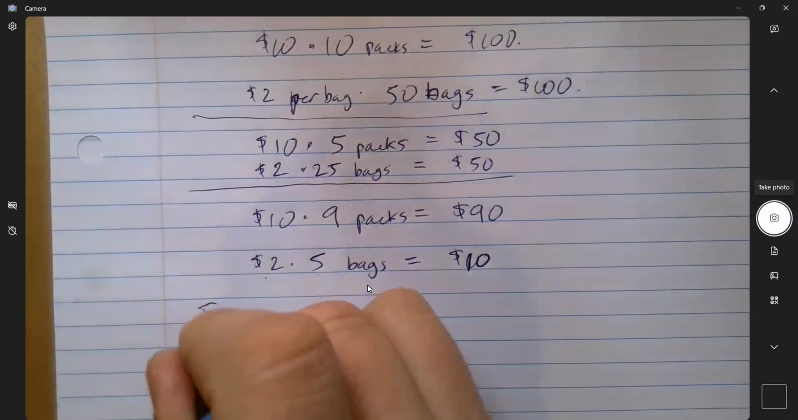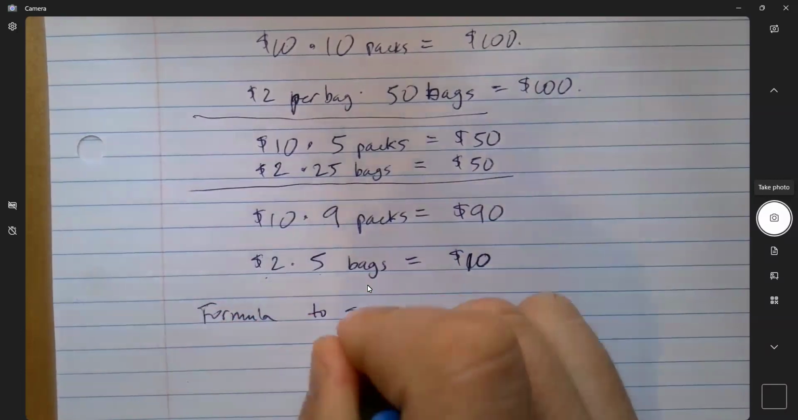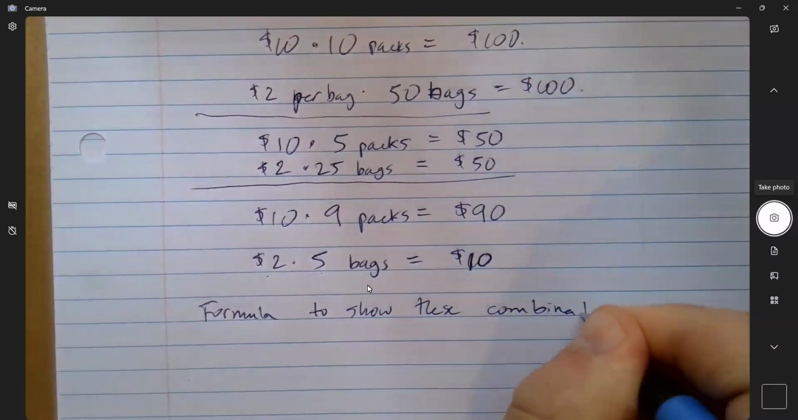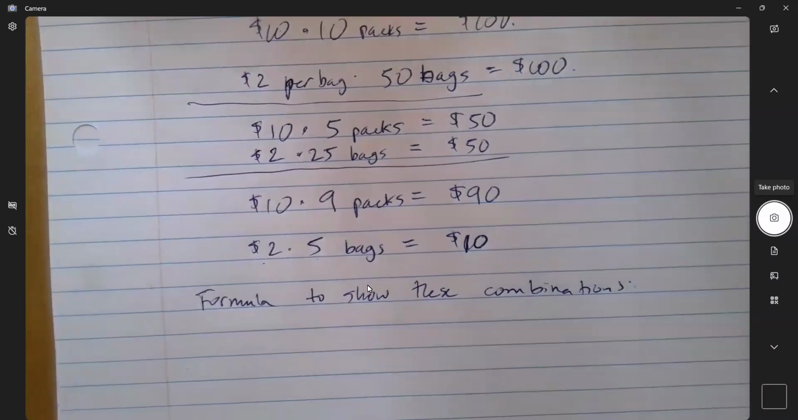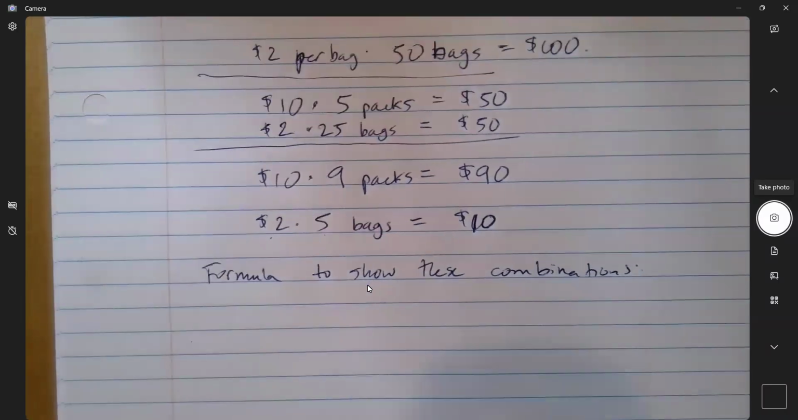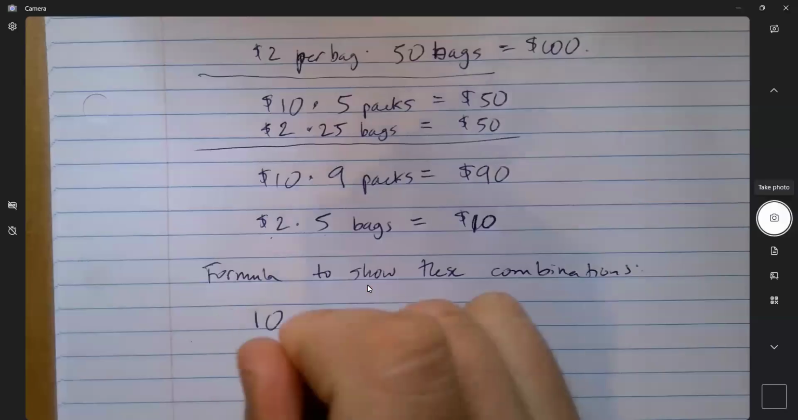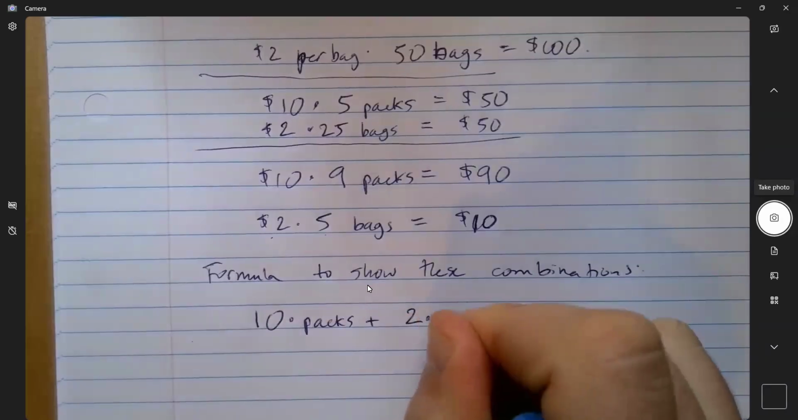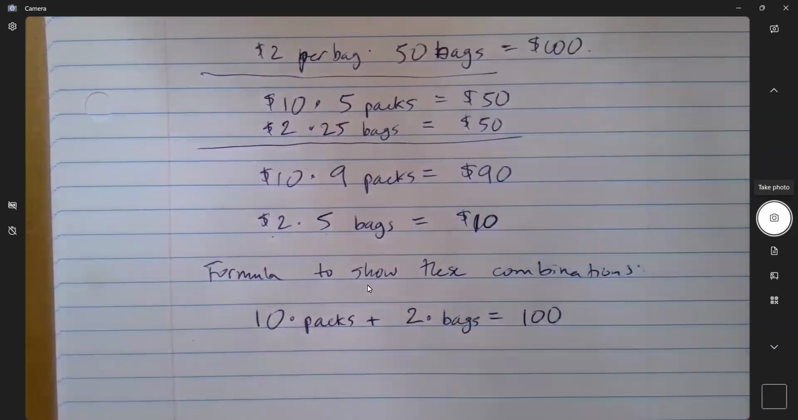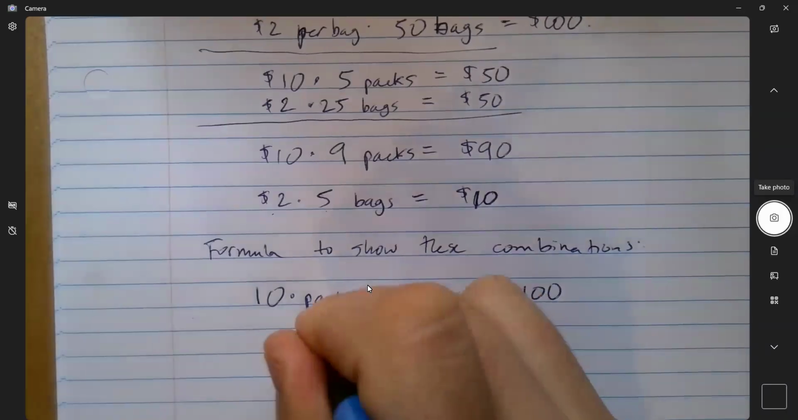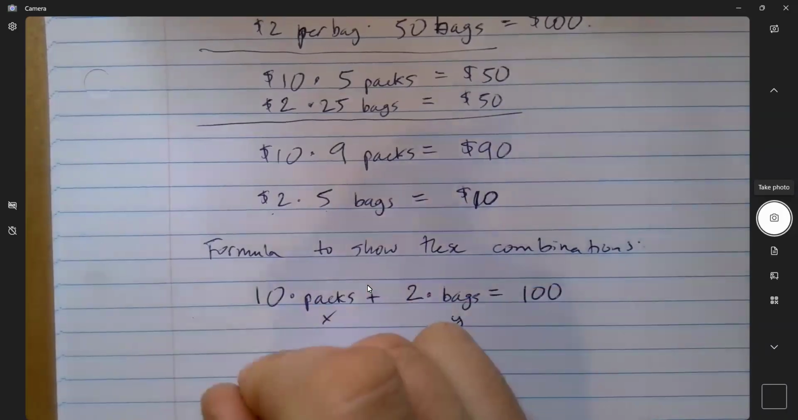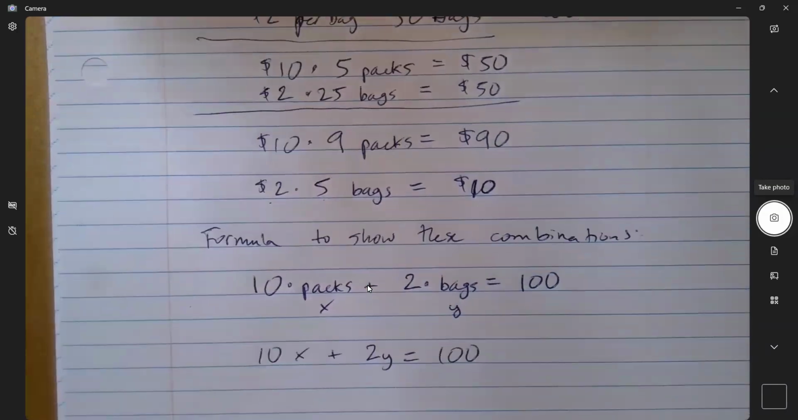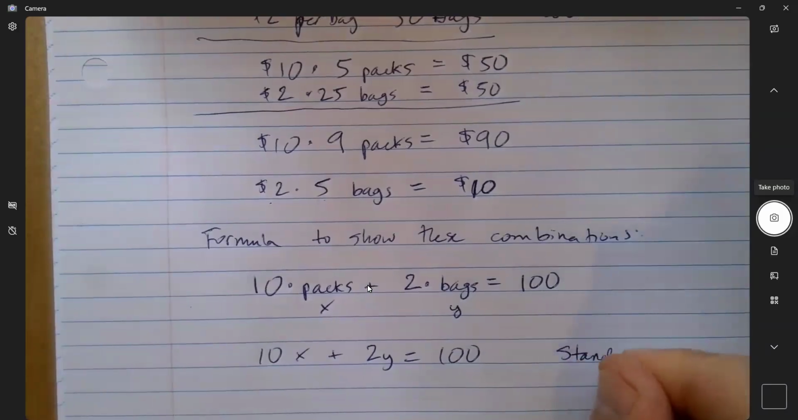So there's a formula that will show these combinations. And that formula is exactly the standard form. In this question, the formula is 10 times the number of packs plus 2 times the number of bags should equal $100. And if I use X for packs and Y for bags, I have 10X plus 2Y equals 100. And this is called standard form.